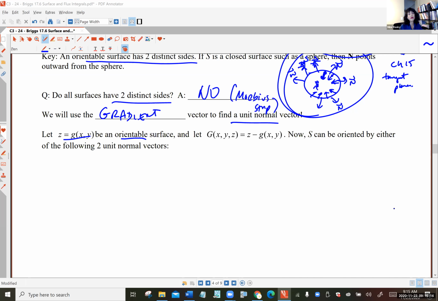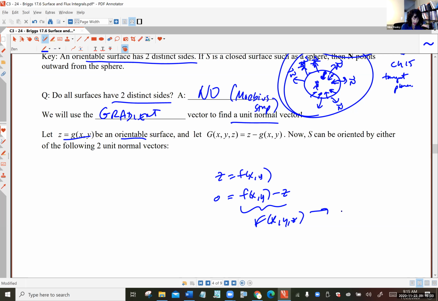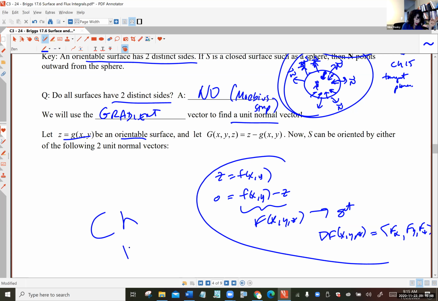Okay. Do you guys remember a couple chapters ago when I would give you z equals little f of x, y, and I told you before you go get the gradient, would you please be so kind as to subtract the z from both sides and get 0 on the other? And then you call this big F of x, y, z. Do you remember this whole process? And then you would get big del F of x, y, z so that you could get a normal vector to the surface. Does anybody remember this? Yep. Okay, so I hope that this was chapter 15 material.